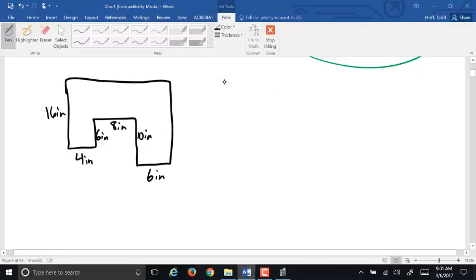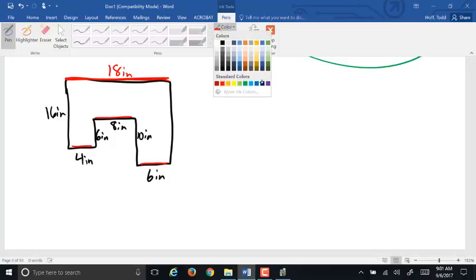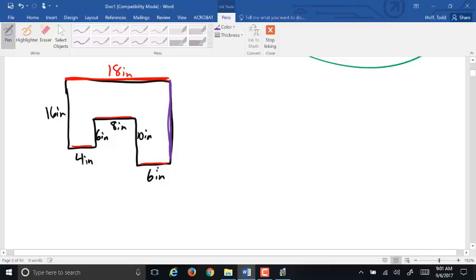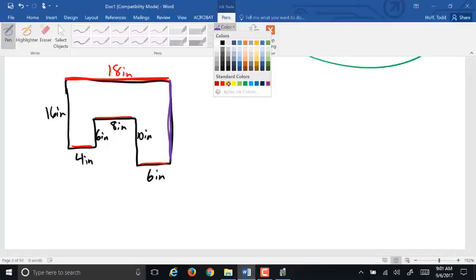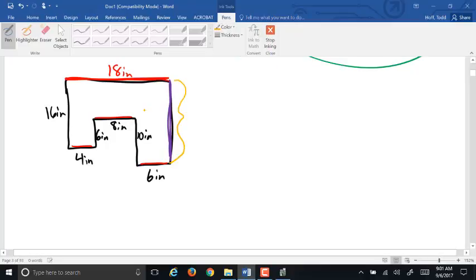Now, missing dimensions to find again. This one's going to be the easy one to find. What's it going to be? 18 inches. Good. We use the other horizontal dimensions. Those add up to 18 across the bottom, so it has to be 18 across the top. This dimension here is a little bit more difficult to find. I know that the distance across here has to be the same from looking at this rectangle as the distance across there. I know this piece is 10. If I knew this piece, they would add up to make this missing side here in purple. So I need to find this piece here.